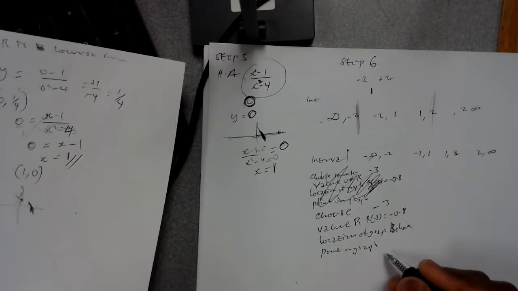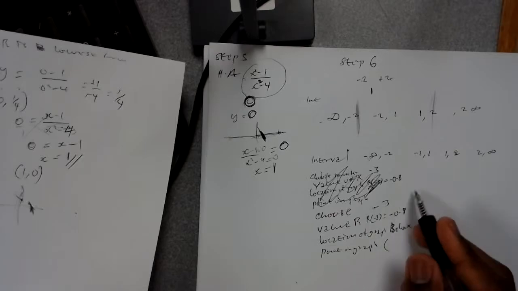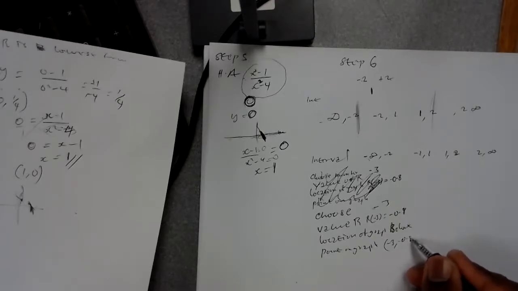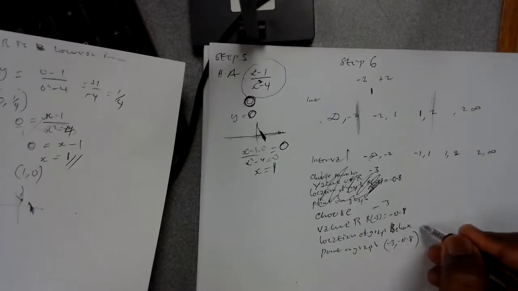So the point on graph: the x value is going to be -3, and the corresponding y value is going to be -0.8. So that's below the x-axis. Why? Negative is always below the x-axis. So that's why it's below the x-axis.